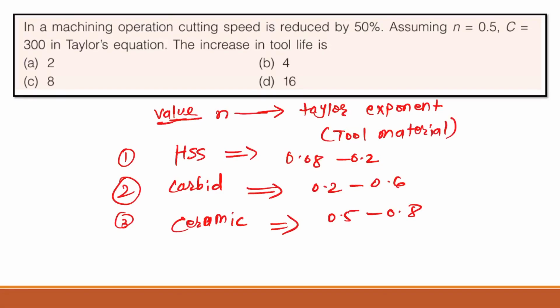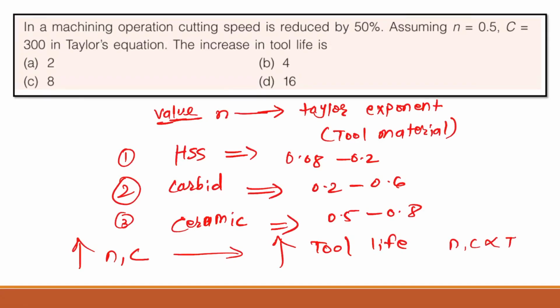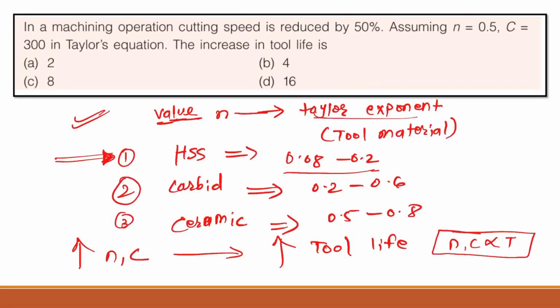So here, as the value of n and c, that is Taylor's exponent and Taylor's constant, increases, tool life increases. So it is directly proportional to tool life. You can remember, n and c are directly proportional to tool life, right? This is very important, guys, asked in many examinations. Basically about HSS, the value ranges from 0.08 to 0.2 for Taylor's exponent.